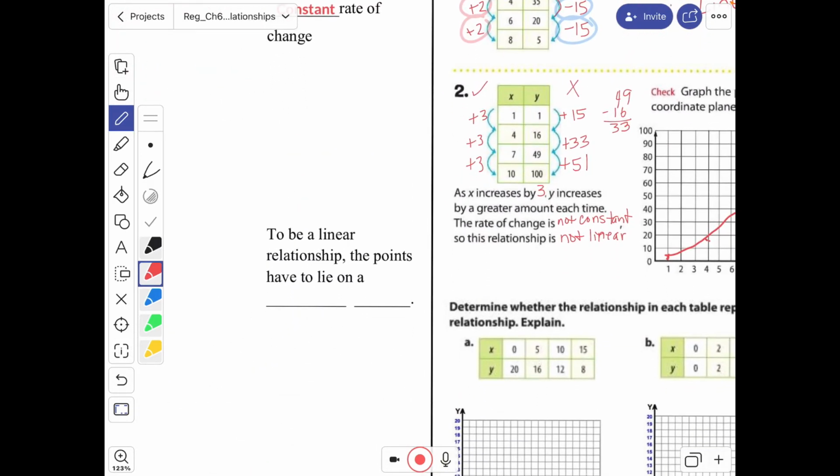Remember, to be linear relationships, the points have to lie on a straight line. If you put the edge of a paper down, the dots would line up with the edge of the paper. It has to be straight.